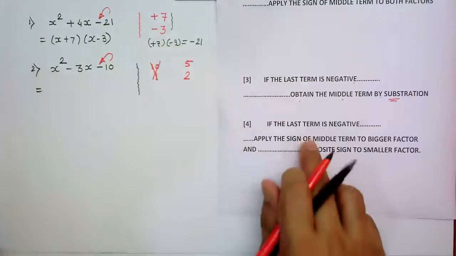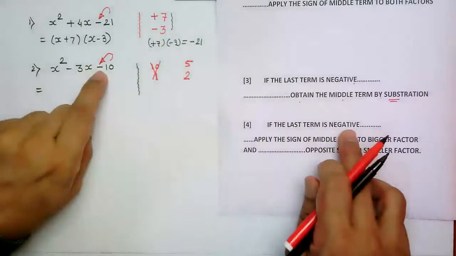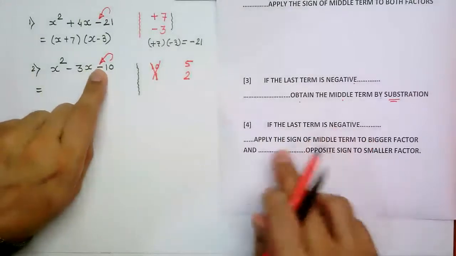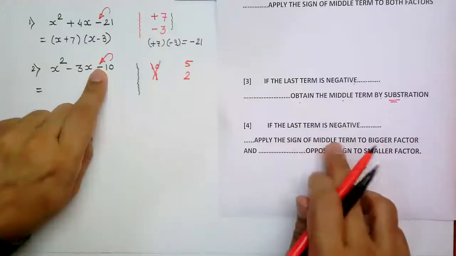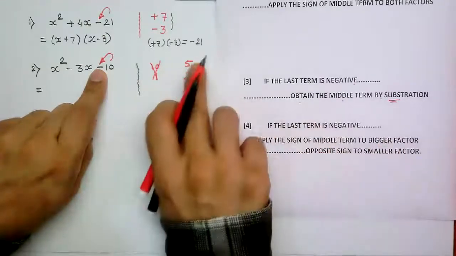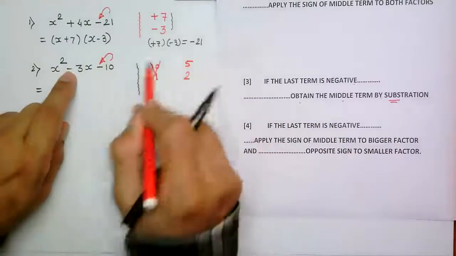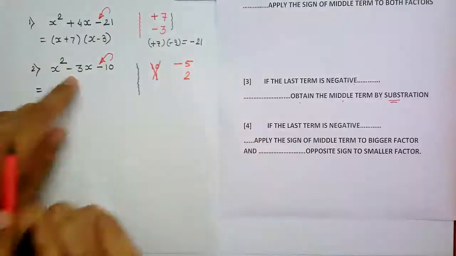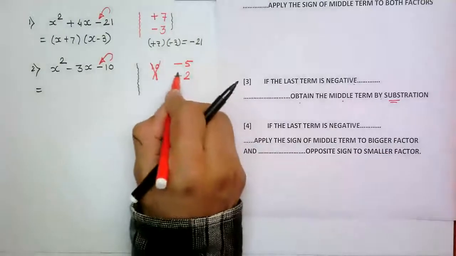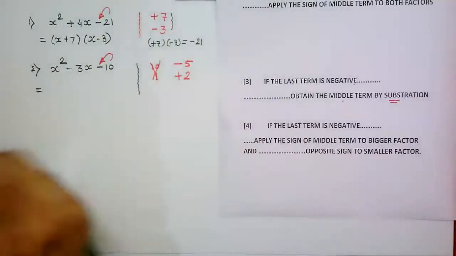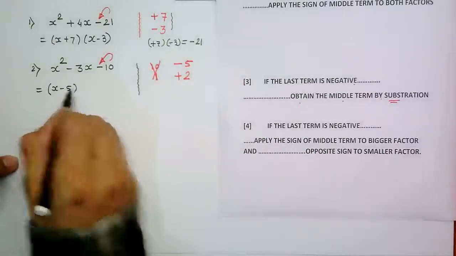Okay. Now this sign application. If the last term is negative, apply the sign of middle term to the bigger factor. This is my bigger factor. It needs the sign of middle term, this. And opposite sign to the smaller factor. So 2 will be positive. So I got the factors x minus 5, x plus 2.